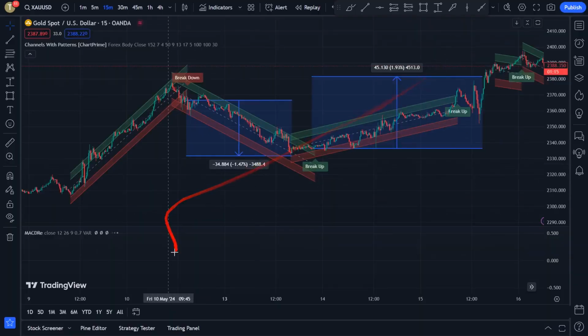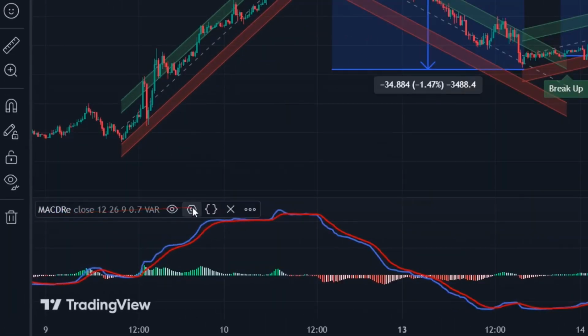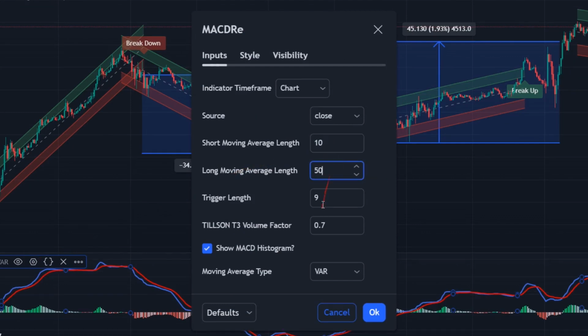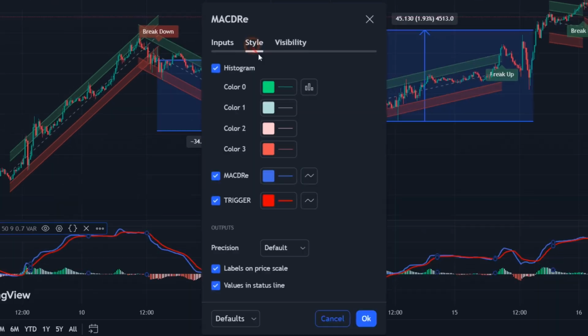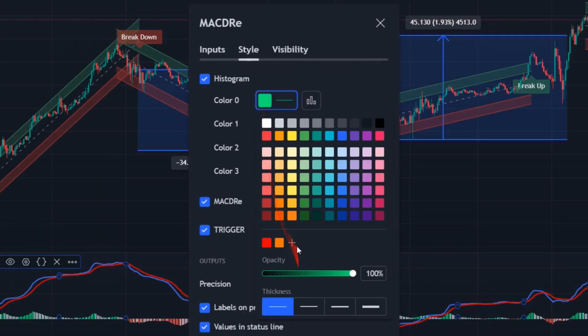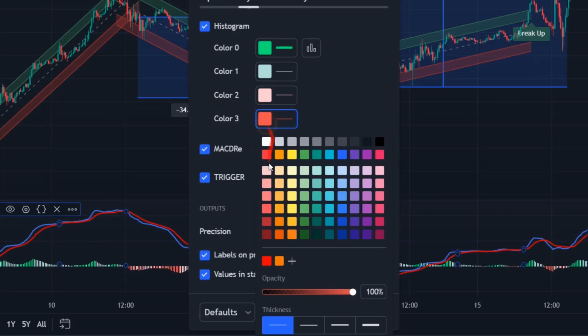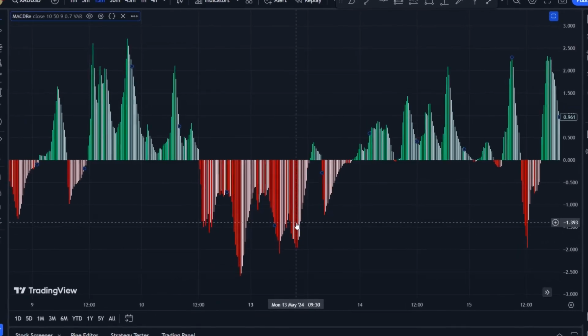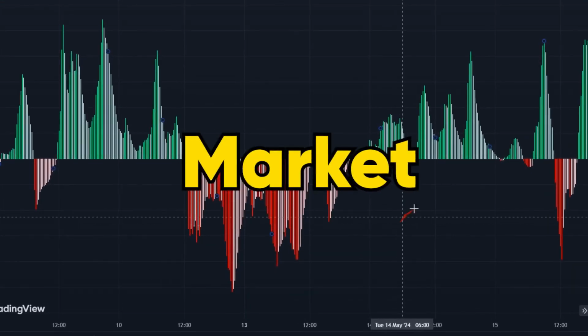Now, this indicator requires some adjustments. So go to its settings and make the necessary changes you see. Pay attention to performing these changes accurately and avoid making mistakes. This indicator helps us easily identify market trends.